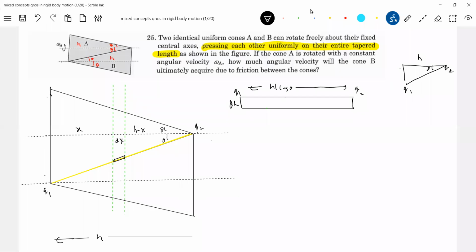So that elemental one will come here, so dx by cos theta. Okay, now let's come directly to that one. What is the area of this strip? The area of this strip, let it be dA.